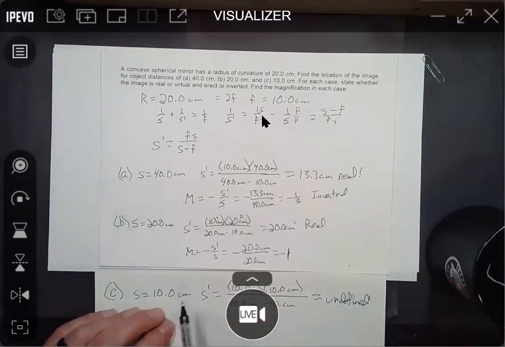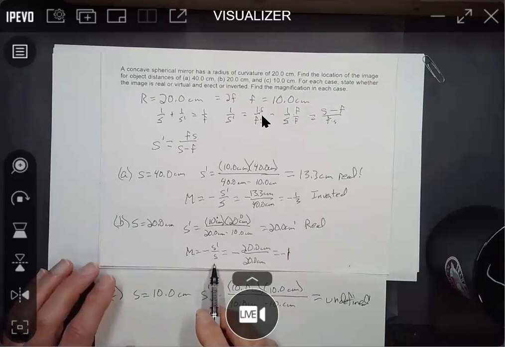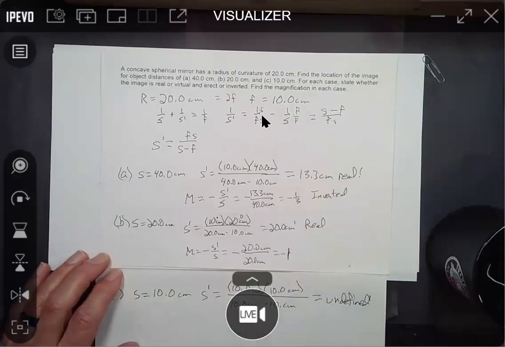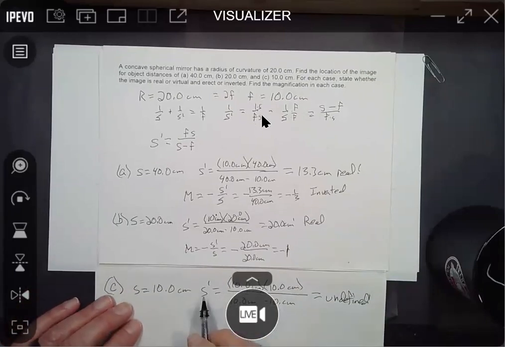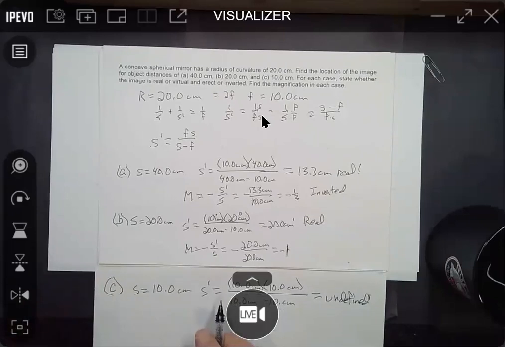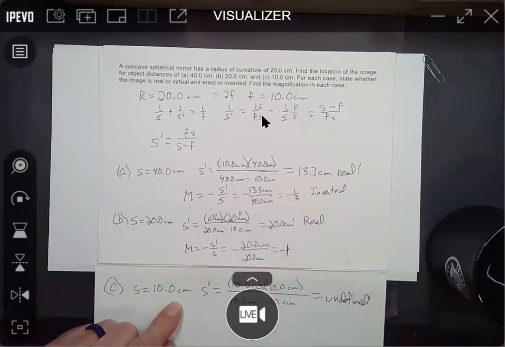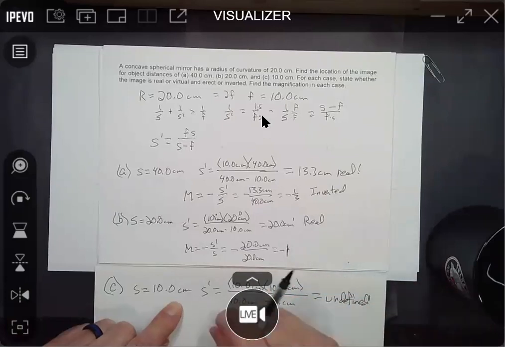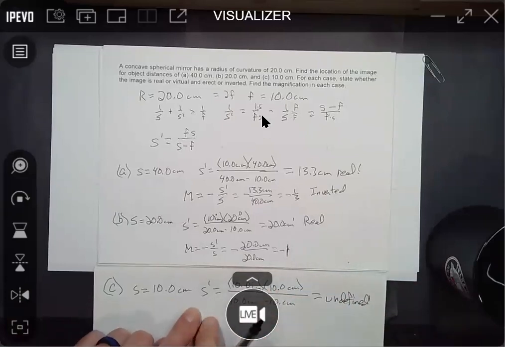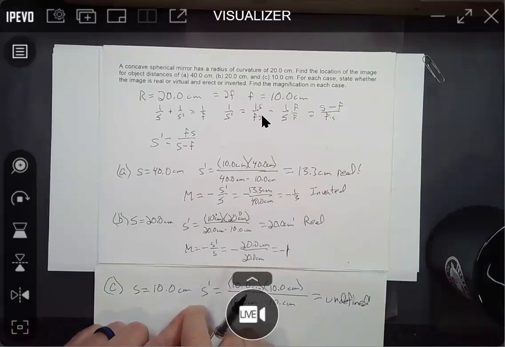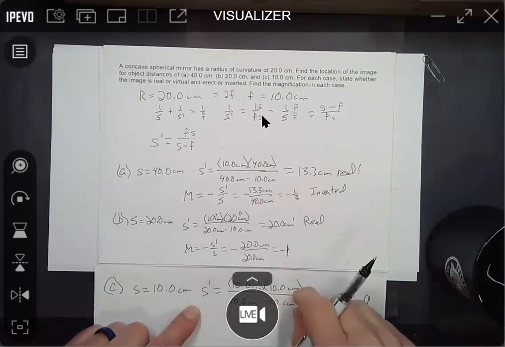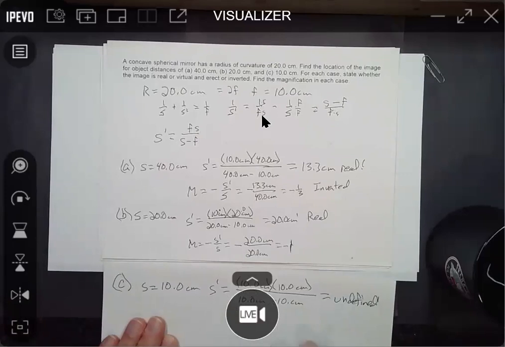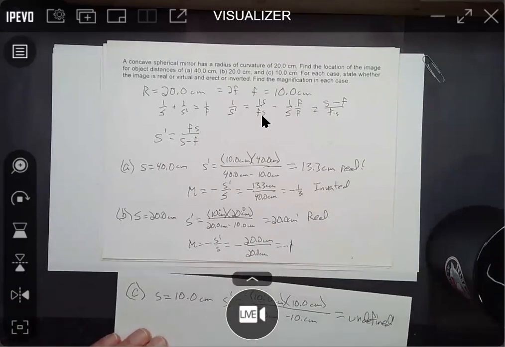Okay, in this case, there's no calculating the magnification because you don't have an image. It blows up. That's what happens when you put an object at the focal point, because light rays coming in on parallel lines bouncing off the mirror converge at the focal point. But if you have an object at the focal point, the light rays that come off of it bounce off the mirror and travel in straight lines.